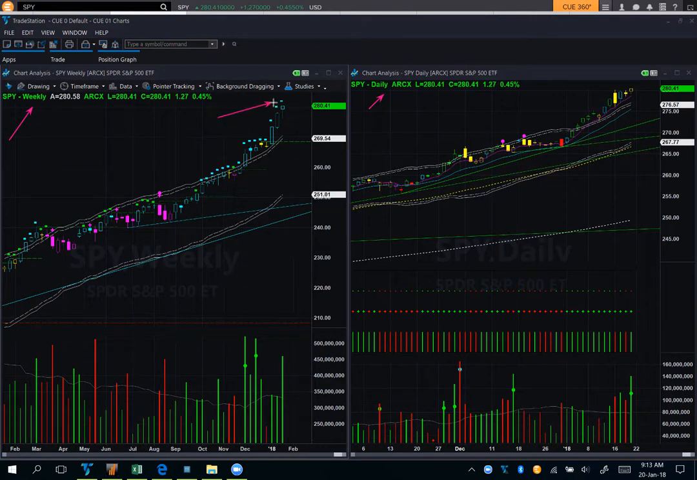In weekly, SPY went up, made another new all-time high. The candle shape and color both are bullish. It is overbought as seen from the stretch dot appearing on the candle. In daily, SPY continues to go up. It is above upper boundary.